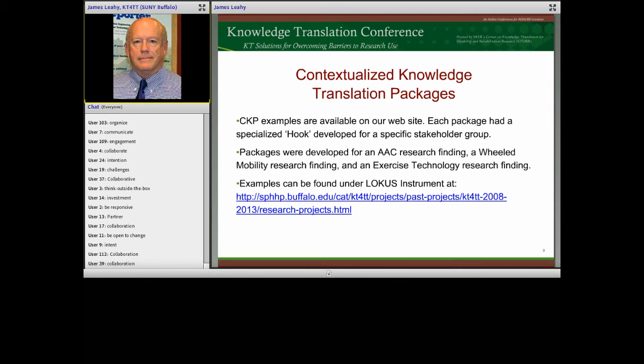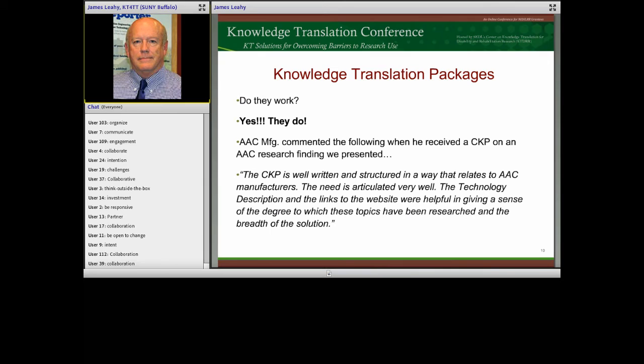Does it work? Yes, it does. Example, we had an AAC manufacturer comment the following when he received a CKP on an AAC research finding we presented. He said the CKP is well written and structured in a way that relates to AAC manufacturers, his stakeholder group. The need is articulated very well. That was why the research was performed. The technology description and the links to the website were helpful in giving a sense of the degree to which these topics have been researched and the breadth of the solution. Again, the solution that the research provided.